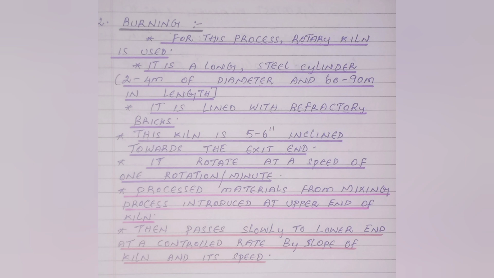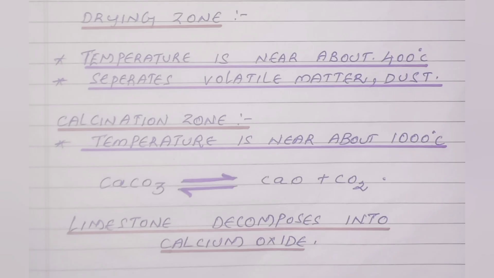Processed materials from the mixing process are introduced at the upper end of the kiln, then pass slowly to the lower end at a controlled rate by the slope of the kiln and its speed. Drying zone. Temperature is about 400 degrees Celsius. Separates volatile matter, dust. Calcination zone. Temperature is about 1000 degrees Celsius. Limestone decomposes into calcium oxide. Carbon dioxide is released through the exhaust as gases.